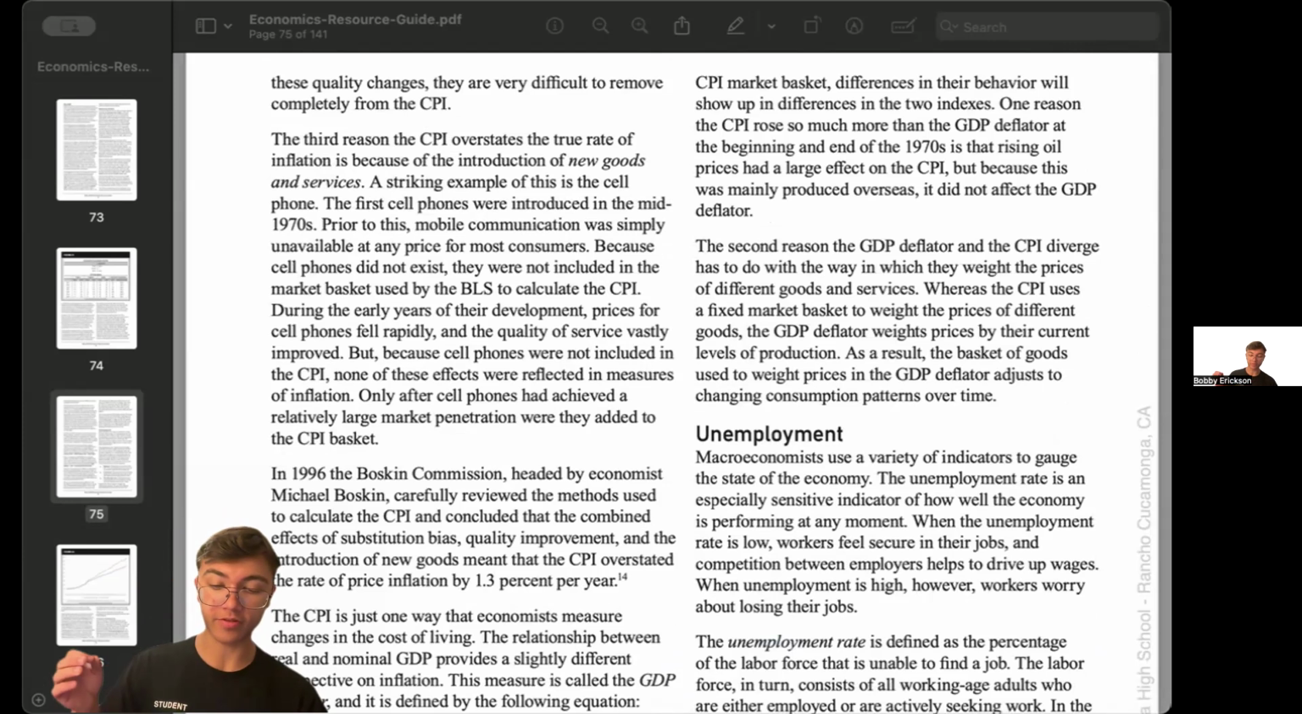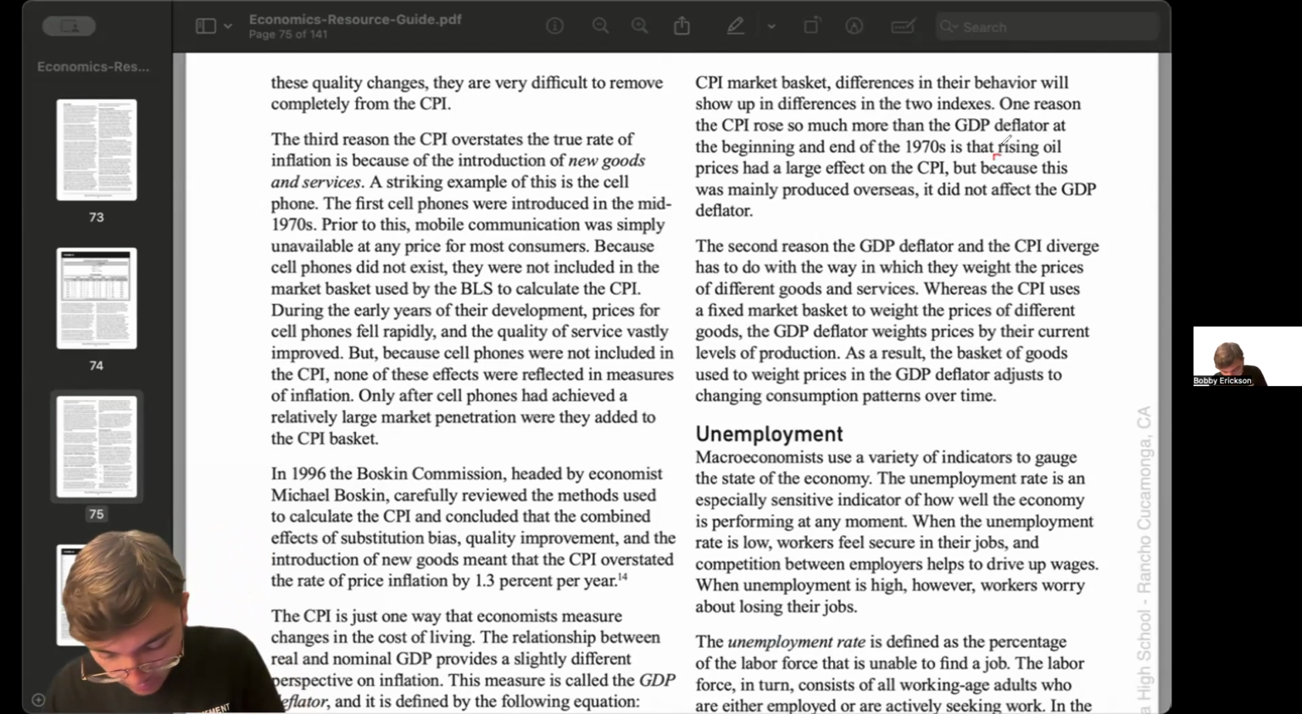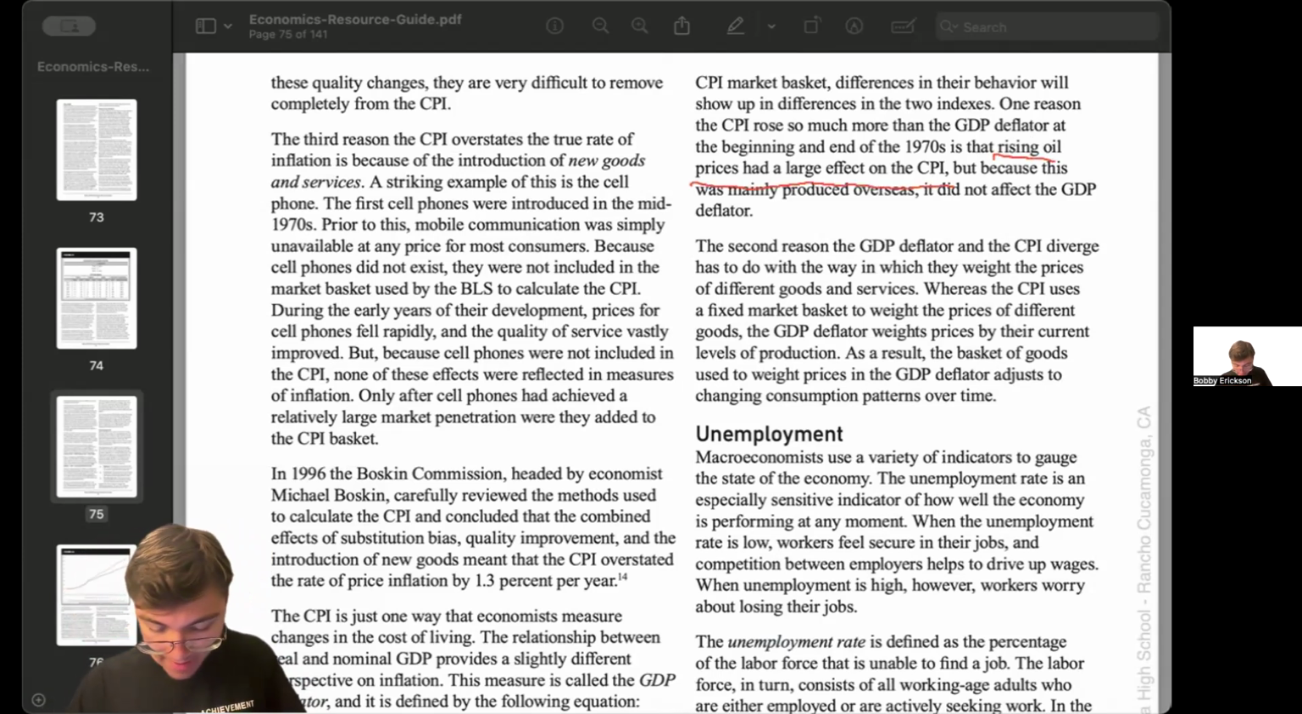With those differences in mind, that's a big factor in how the differences show up between the GDP deflator and the CPI. Another reason why CPI at the end of the 1970s rose more than the GDP deflator is because of rising oil prices, which had a large effect on CPI.